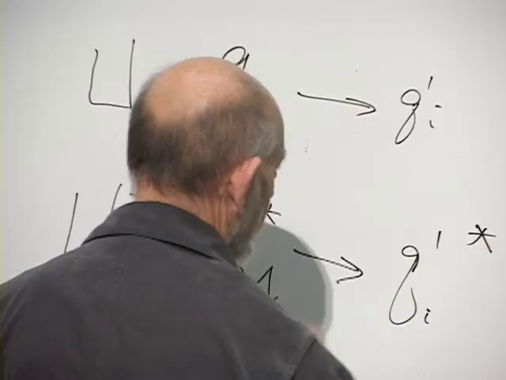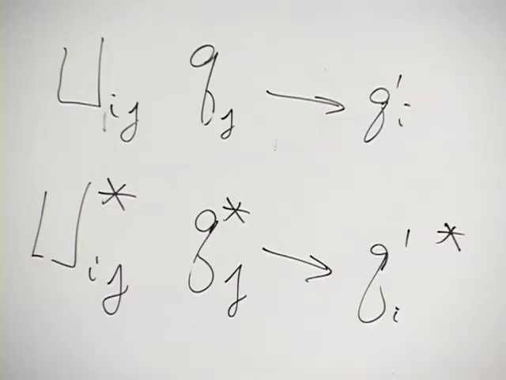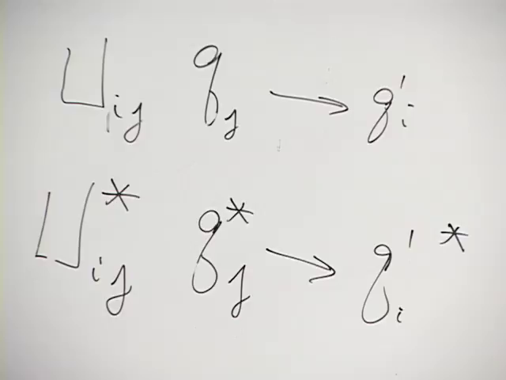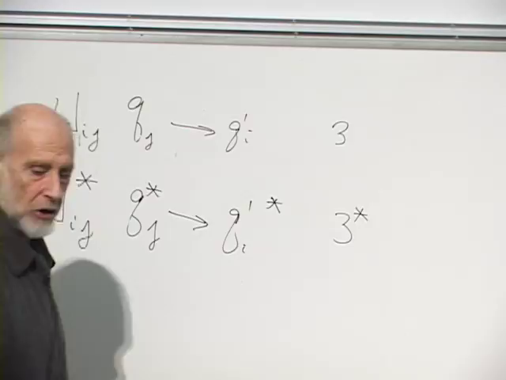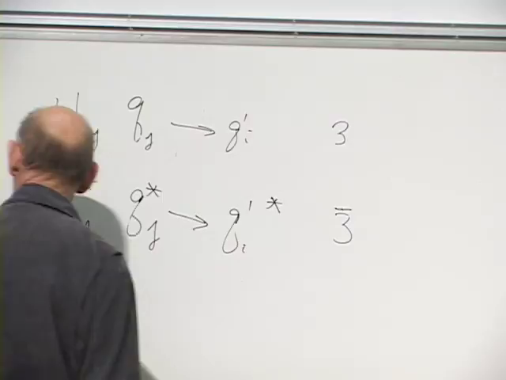The set of matrices U are called a representation of the group. The set of matrices U star are a distinct and different representation of the group. And the language one would use is that quarks and antiquarks are described by the three-dimensional representation, and we could call it three star, meaning complex conjugate. It's usually indicated by a bar. Two different representations of SU3.